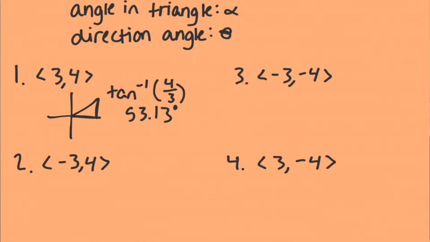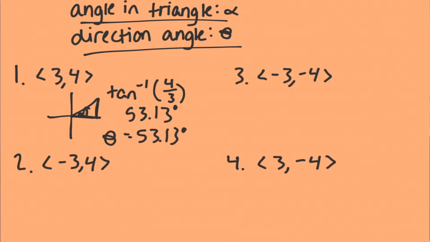So if alpha is the angle in the triangle, that's going to be the same as the direction angle because positive x-axis to the vector is that same angle. And if you want to generalize that to all vectors in quadrant 1, theta, your direction angle, is always going to be equal to alpha, or whatever the angle was that you found inside your triangle.